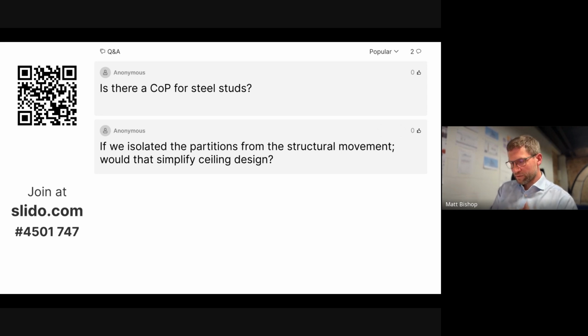But from the standards point of view, the only time steel stud partitions are mentioned is in the 2785 standard, as an appendix that says, make sure you don't put too much load on your partitions, pretty much. We design partitions to 4600, the cold form steel standard, and 1170 directly, in the absence of having anything more specific.